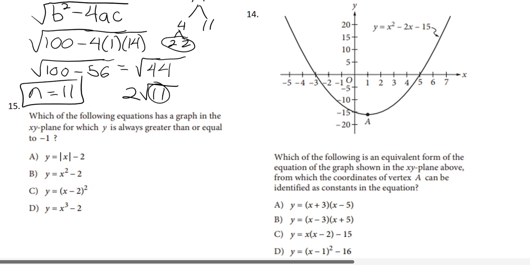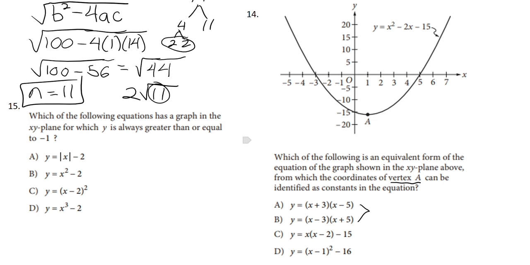For number 14, we have a graph, and the question asks which of the following is an equivalent form of the equation of the graph shown in the xy plane above, from which the coordinates of vertex A can be identified as constants in the equation. So we have to look to see which one of these answer choices gives us the vertex as constants in the equation.